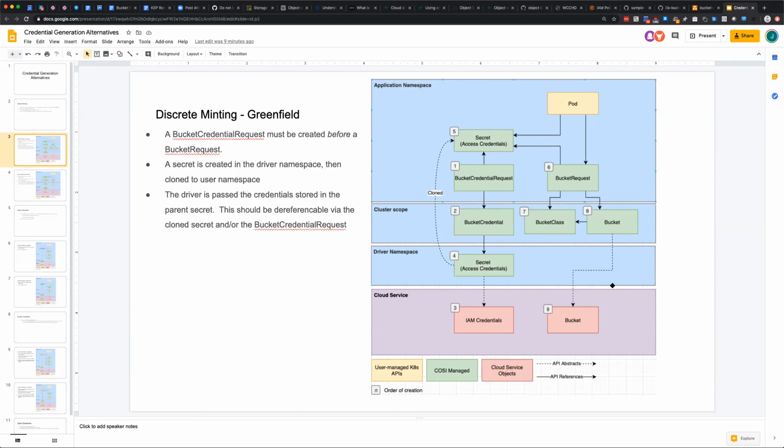The driver, not illustrated here, will have to dereference this secret, or rather the secret within its own namespace, in some manner. So this could be through an annotation on the cloned secret, or a direct reference, say between the bucket request and the bucket credential request. But some way it has to know that this is the secret that should be used to create the bucket. Creates the bucket, binds that set of credentials to the bucket. How that's done is mostly on the driver's side, so we don't have a way of controlling that, but we can prescribe things like, please make this the owner, or please bind it with this set of credentials, and leave it up to the driver.